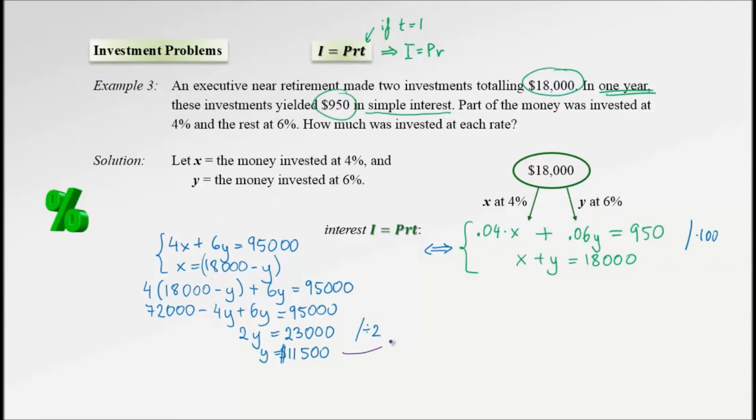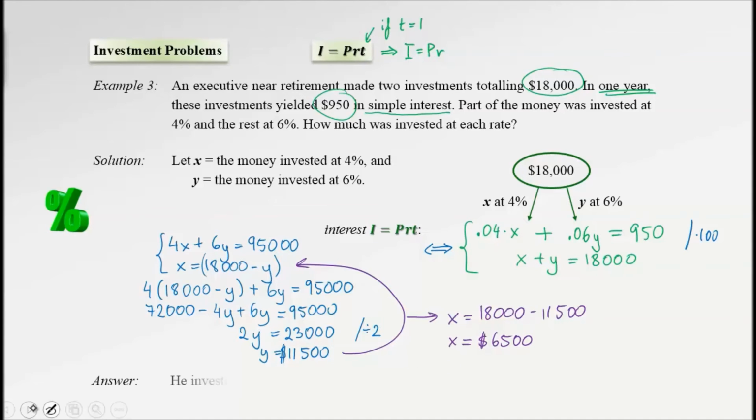Okay, let's go back to our substitution equation to find out what x is. That will be 18,000 minus 11,500, leaving us with 6,500. So 6,500 was invested at 4%. We are ready to give the answer. He invested 6,500 at 4% and 11,500 at 6%.